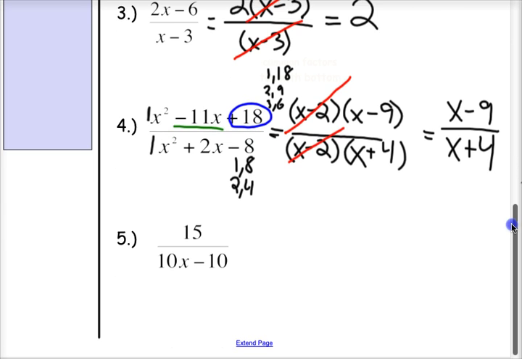Moving right along, looking at number 5. So this time we don't have any quadratic trinomials. So I'm not going to be looking at canceling things using parentheses or factoring things using those parentheses. However, look at the bottom. So what factors out of the bottom? Well, I see a 10 pulls out of each of those terms.